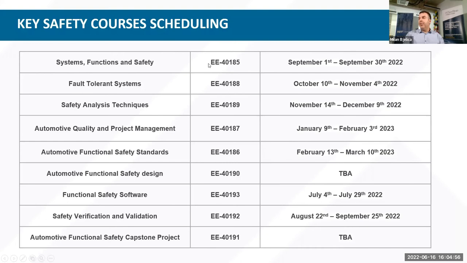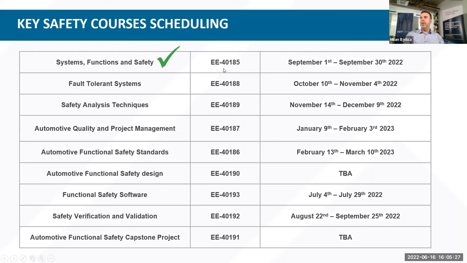And after 4 weeks, you will be given an exam, and after an additional week, maybe a makeup exam if you don't make it the first time. And that closes the course. Each of the courses is accredited with the UCSD, so you are actually getting the UCSD points for that. This is a 3-unit course, the system, function, and safety. And then for each other course, it's a very similar story. You can see here the dates.